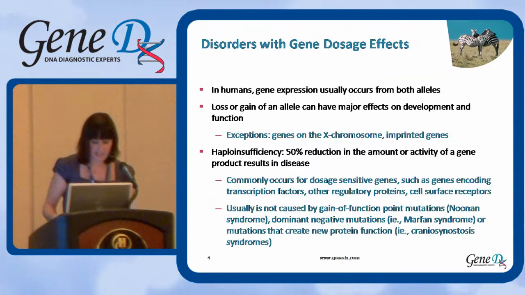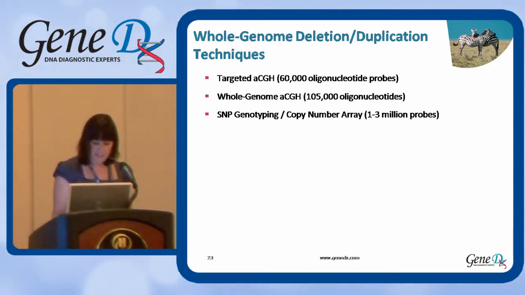In humans, gene expression typically occurs from both alleles. Loss or gain of an allele can have major effects on development and function. So consideration of large gene deletions is particularly important for disorders that arise due to loss of function of one allele, or haploinsufficiency. Today I'm going to start by talking about genome-wide applications of deletion duplication testing.